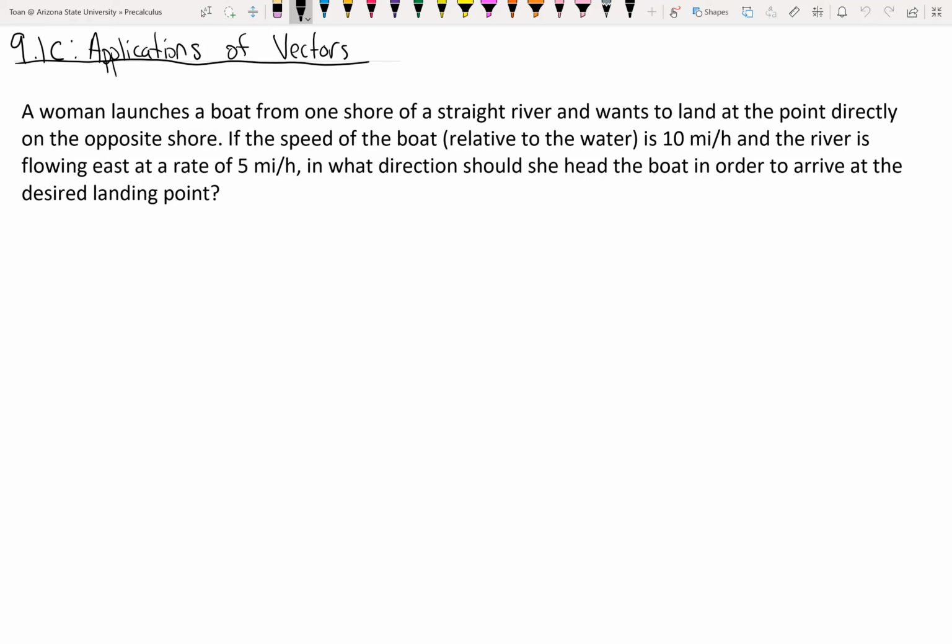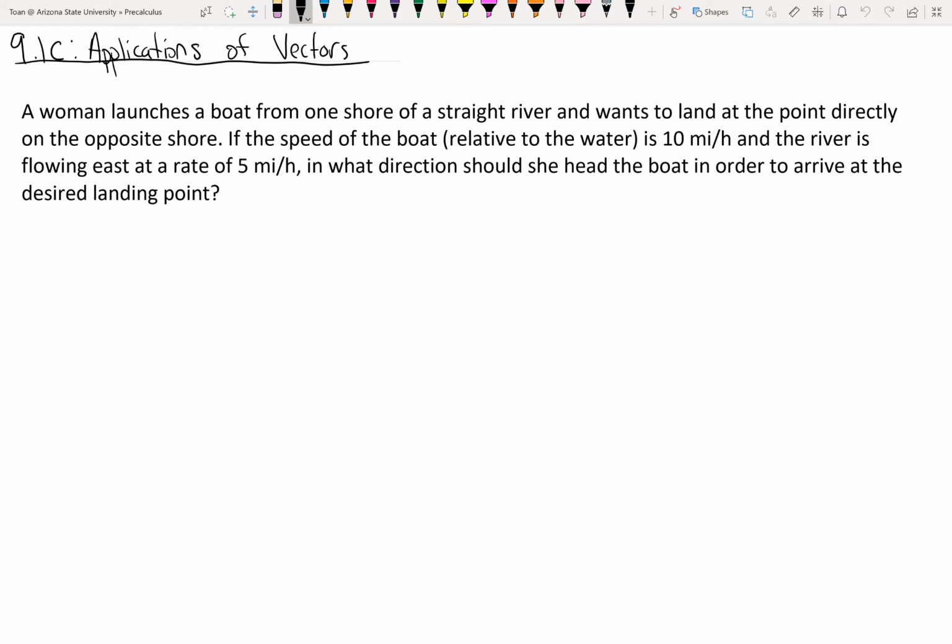It says, a woman launches a boat from one shore of a straight river and wants to land at a point directly on the opposite shore. If the speed of the boat relative to the water is 10 miles per hour and the river is flowing east at a rate of 5 miles per hour, in what direction should she head the boat in order to arrive at the desired landing point? Let's just try to see what this looks like.